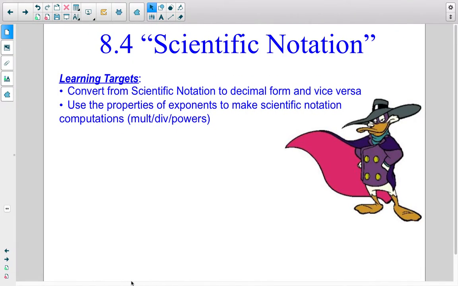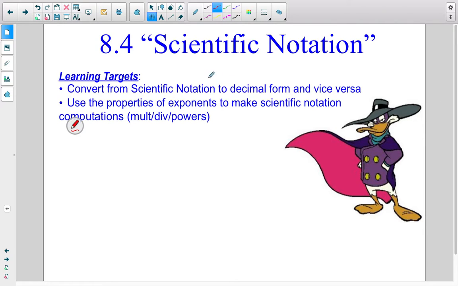Hey, Mr. B here. We're going to talk over scientific notation today. Within that, we'll be looking at two different goals or parts. So the first page, or the front of your page, part 1, is going to be to convert from scientific notation to decimal form and back from decimal form to scientific notation. Part 2, we're going to use properties of exponents that we've learned to make scientific notation computations. Specifically, we'll be multiplying with scientific notation, dividing with scientific notation, and taking scientific notation to powers.